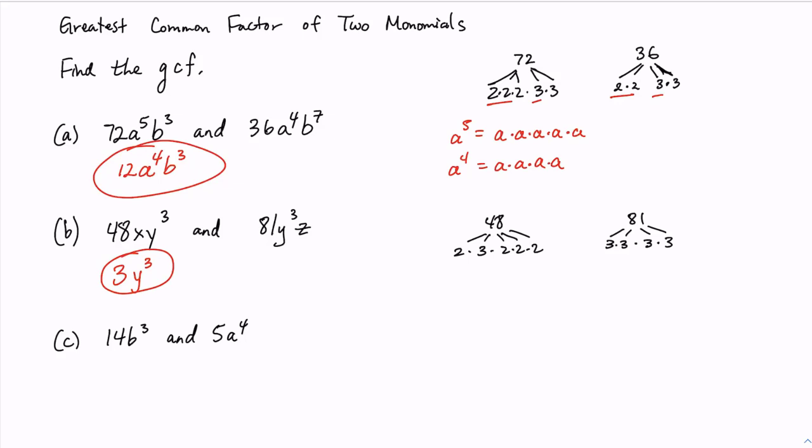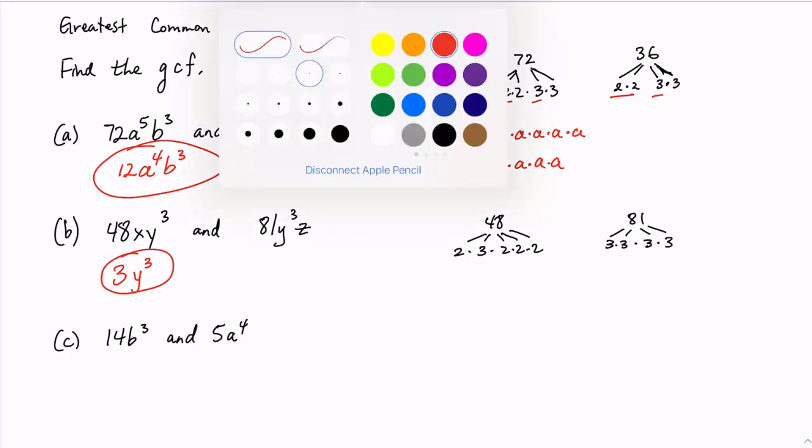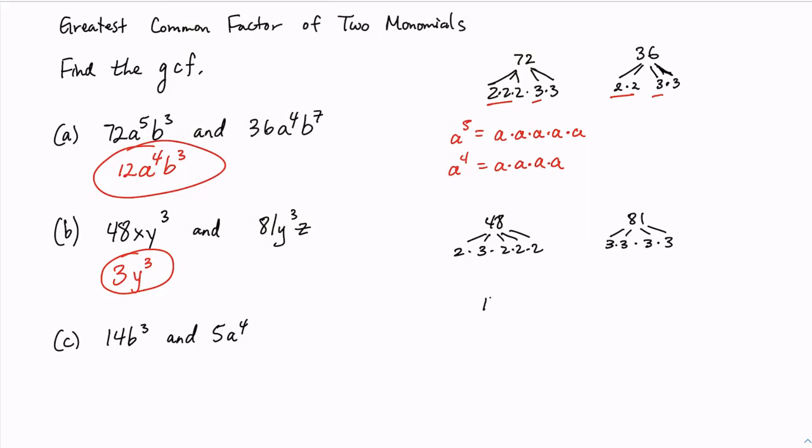How about 14b to the third and 5a to the fourth? Well, 14 is 2 times 7. Well, those are both prime already. And 5 is prime. Well, 5 just looks like a stick. So the GCF of 14 and 5 is just 1. So we're going to leave that 1 to be the invisible one.